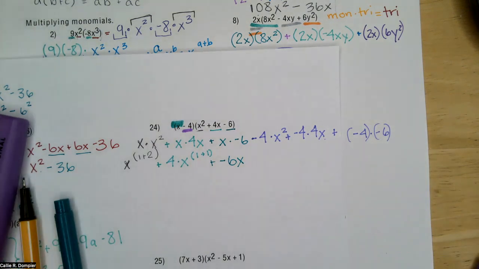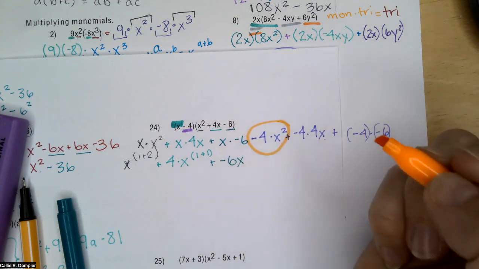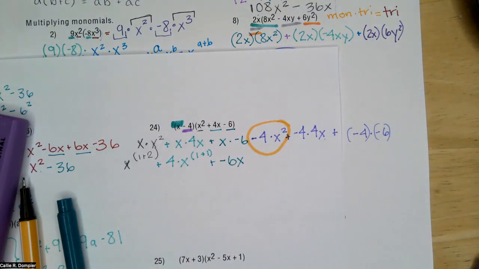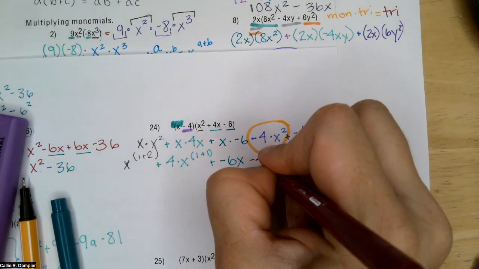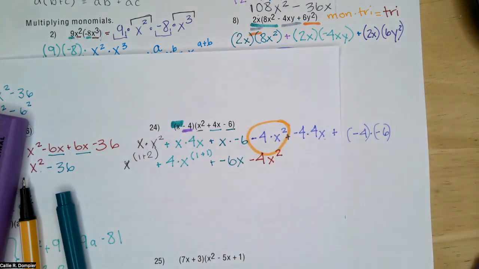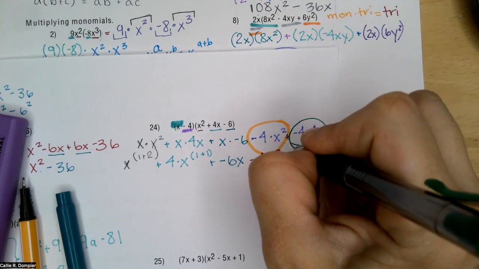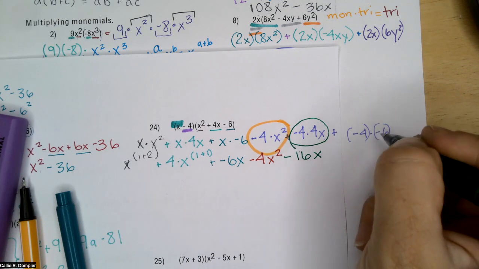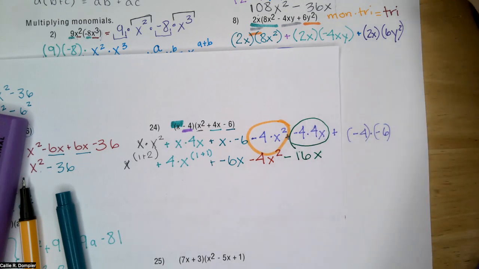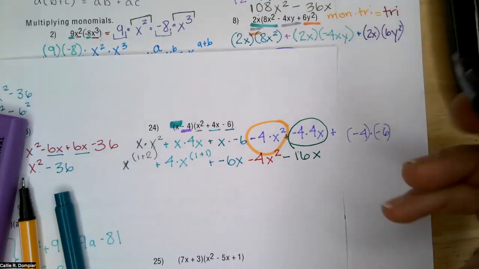Now we're looking at, I just went to one font or one color, so it's hard. Negative 4 times x squared. Negative 4x squared. And then here we have negative 4 times 4x, minus 16x, plus, and then what's negative 4 times negative 6? Positive 24. 24.